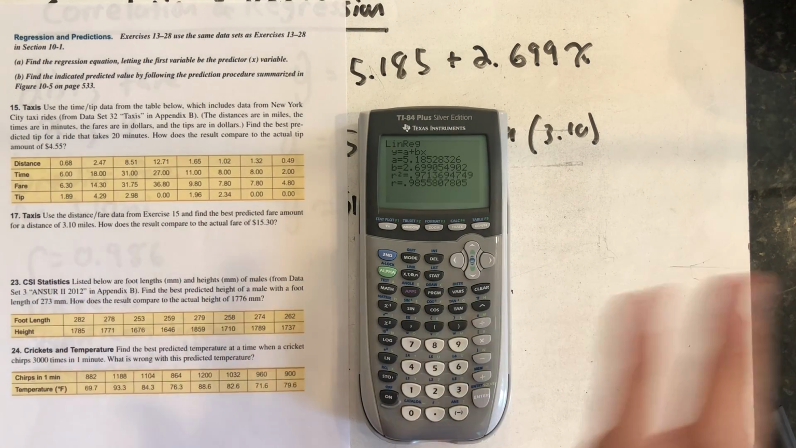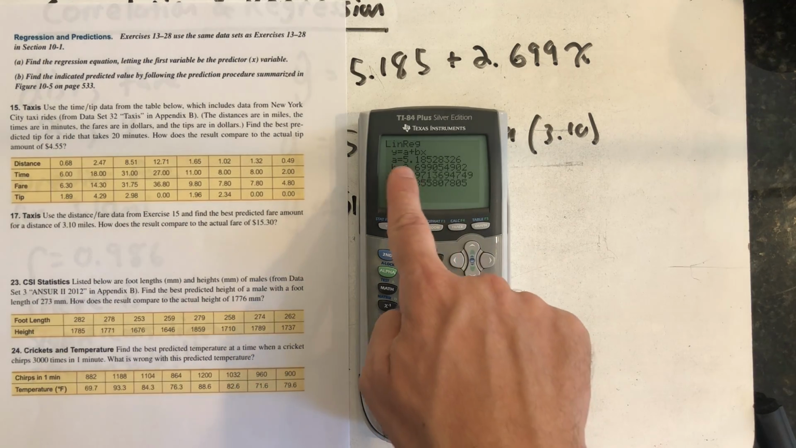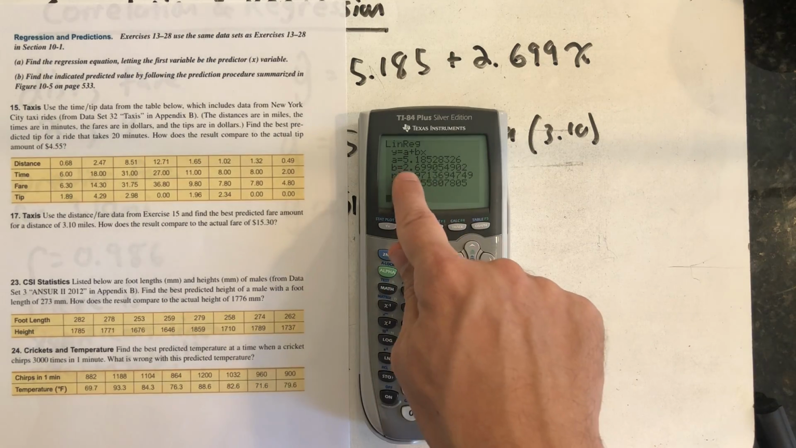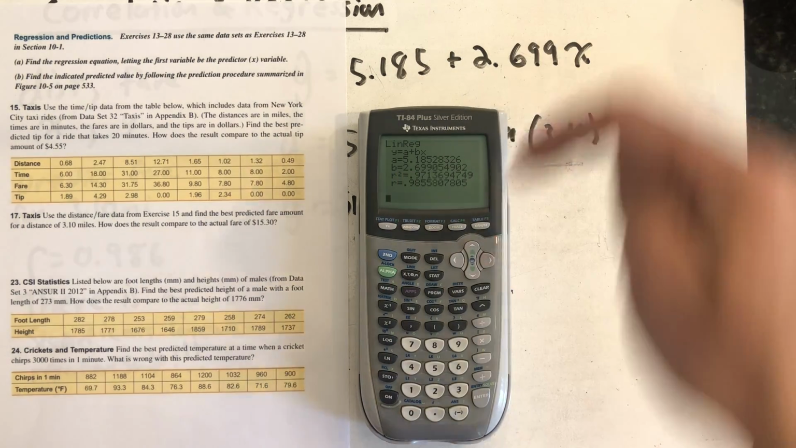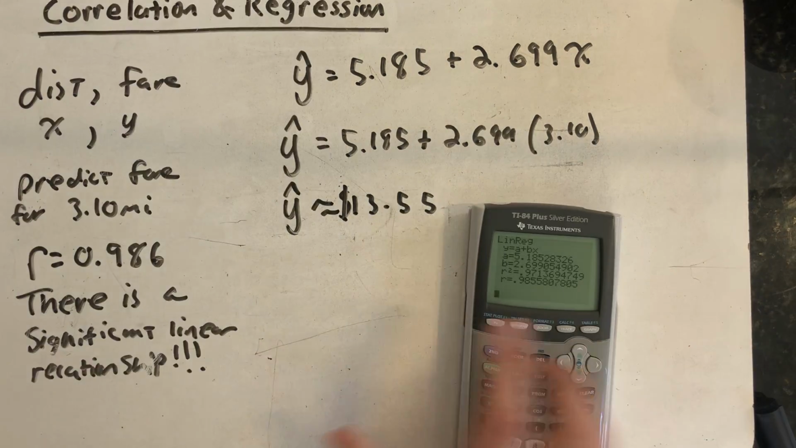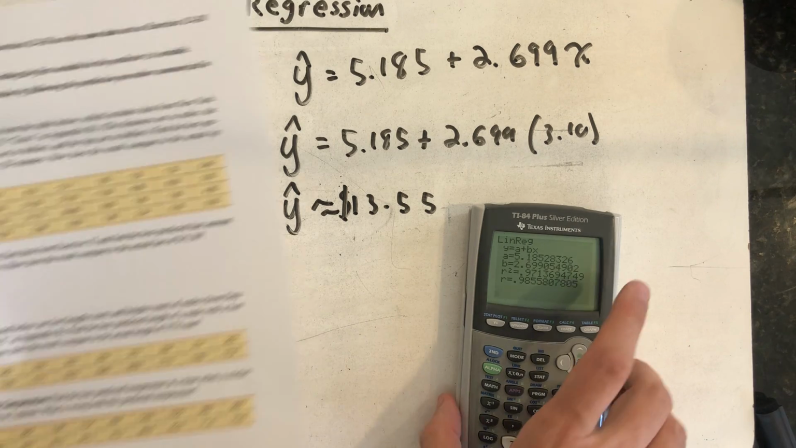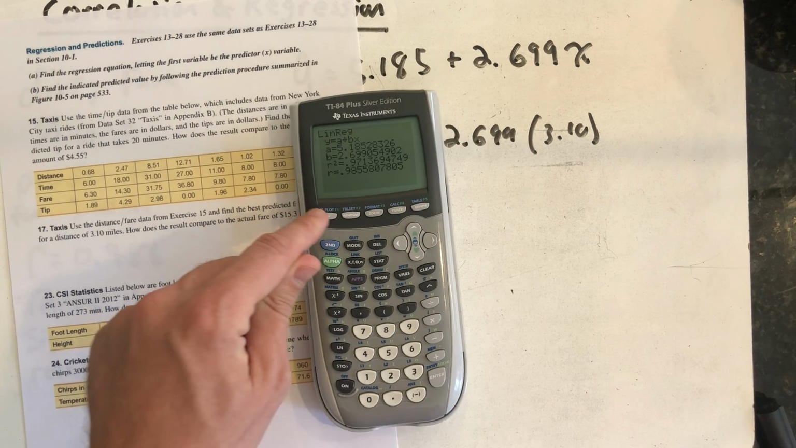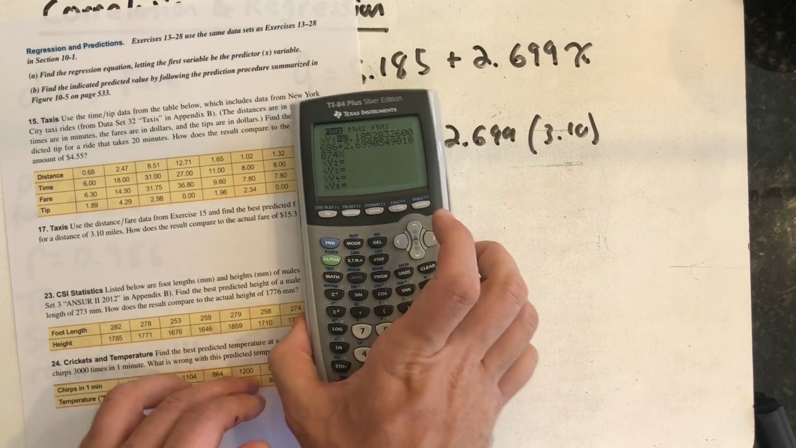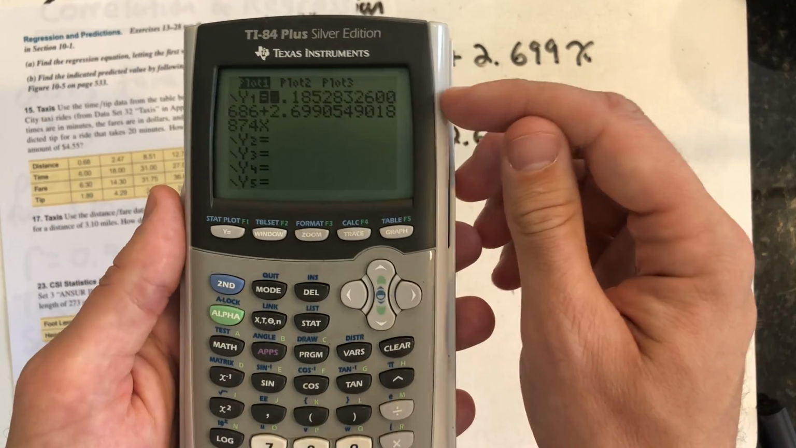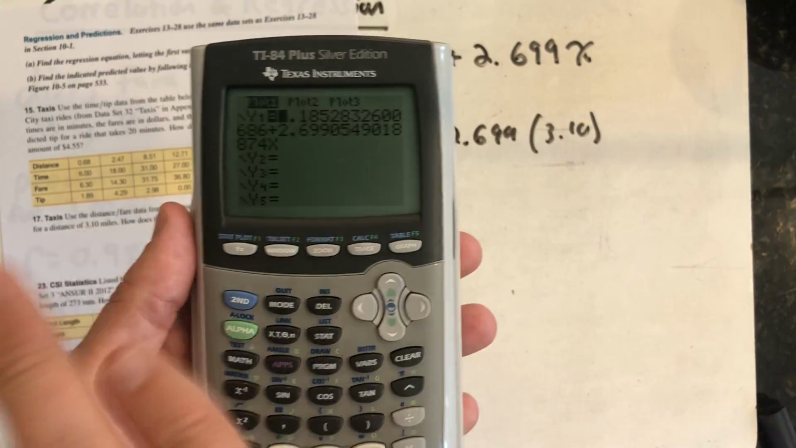And this screen looks no different than what we saw before. We see the 5.185. We see the slope 2.699, so times x. We see our value for r. But the one thing the calculator's done differently now is if I press Y equals, it's typed my regression equation into the Y equals editor for me with no rounding.